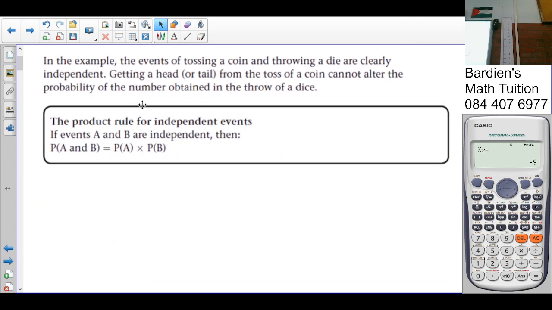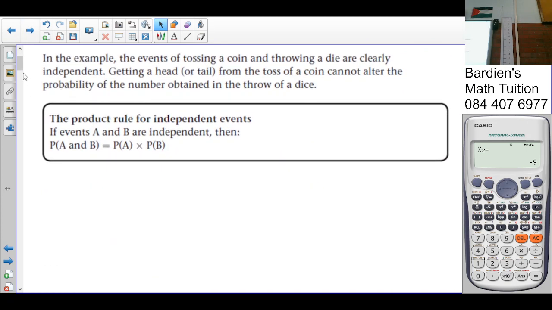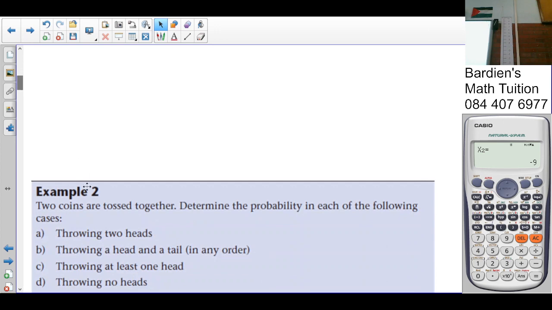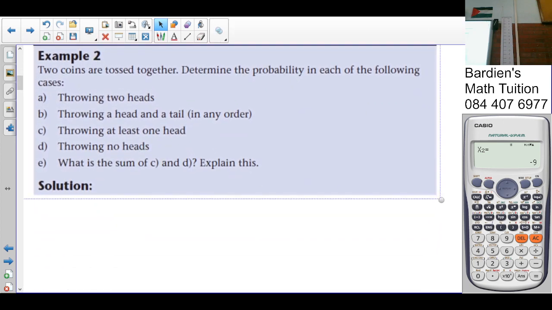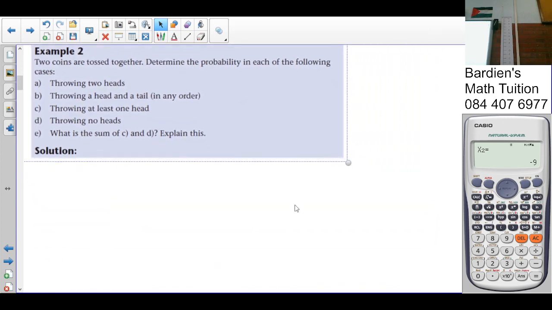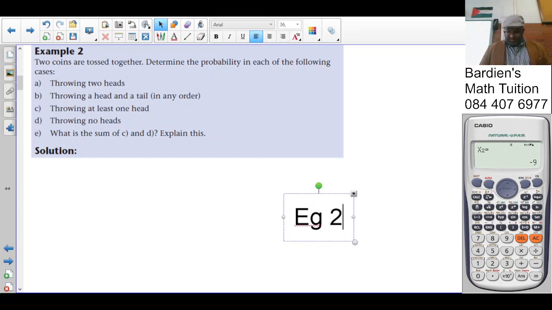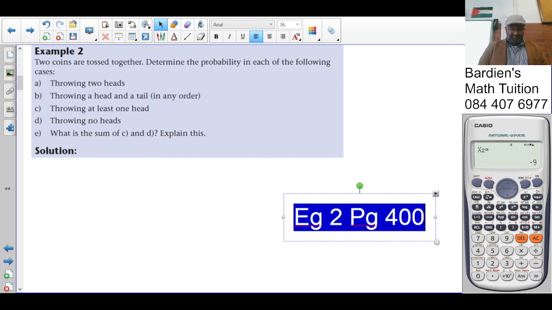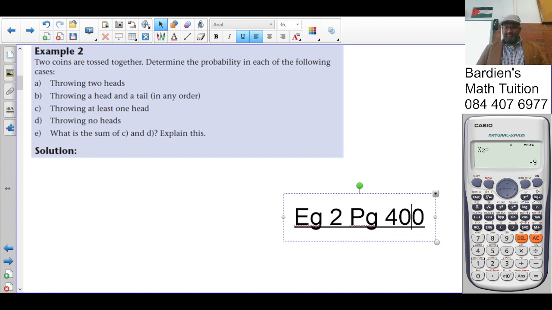Let's look at the second. Okay, so there they give you more explanation of what's happening. We're looking at example 2. Example 2 is on page 408. Okay.